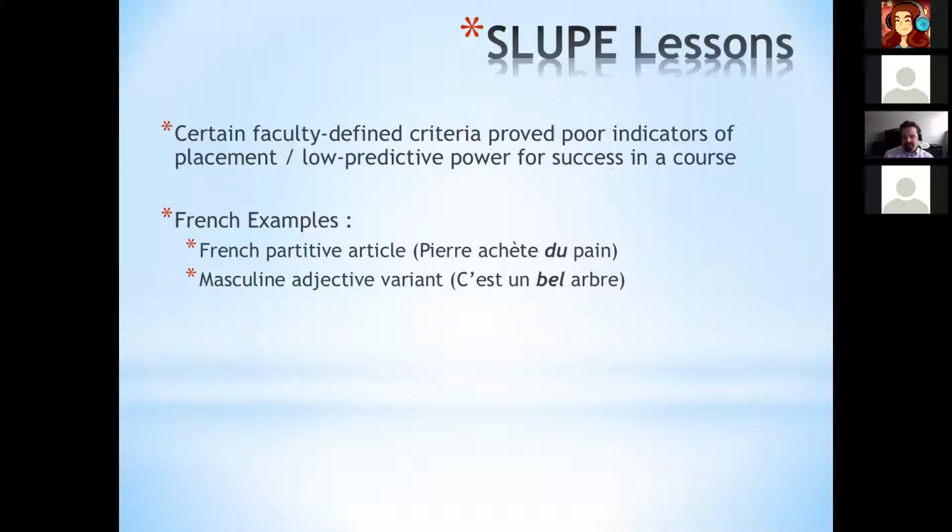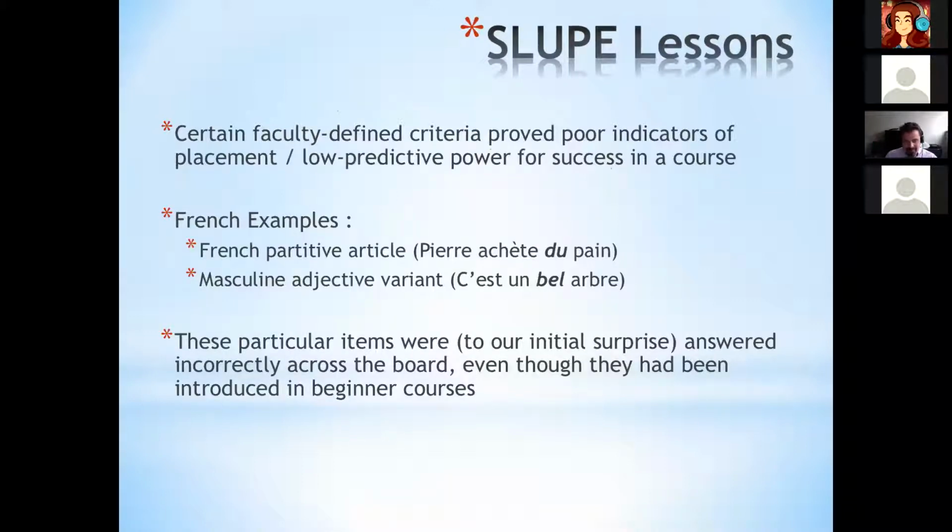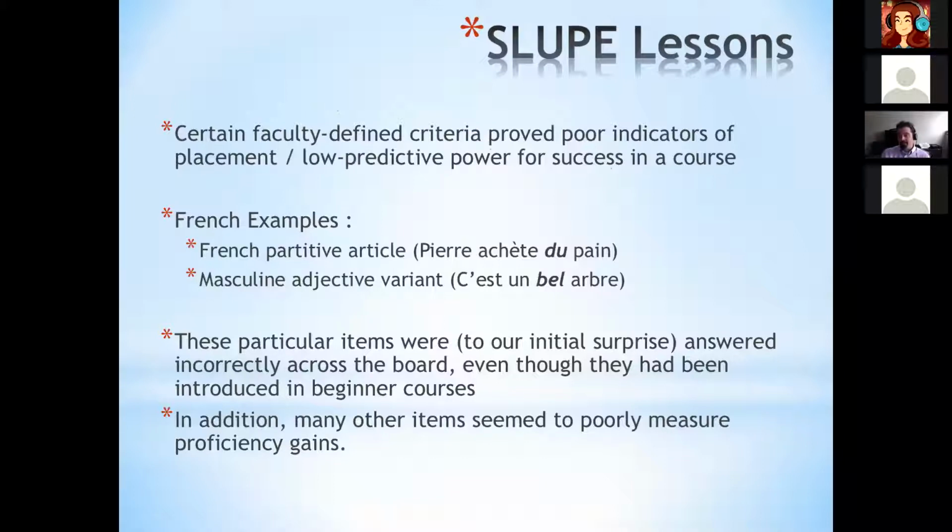The du, if you're a Bill Van Patten fan, is a non-lexical item, or a non-content word, sorry. And then we had other examples like the masculine adjective variant in French. Usually in French, you have a masculine and a feminine version of an adjective, but there are some exceptions to that. This one was routinely missed, even by advanced students. So these questions were answered incorrectly across the board, even though they had been introduced in our courses, not just one time, but over and over again.